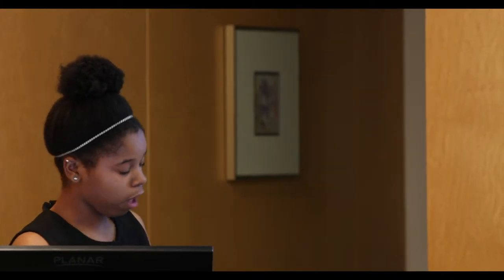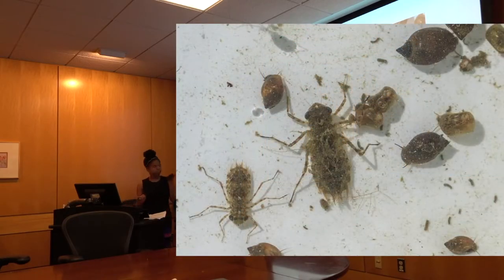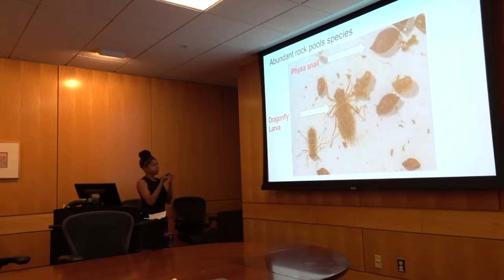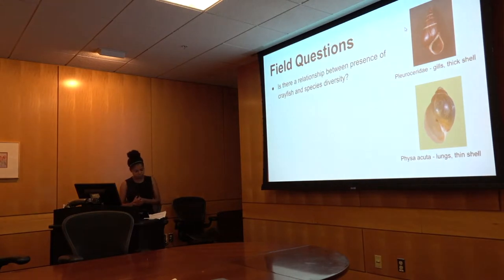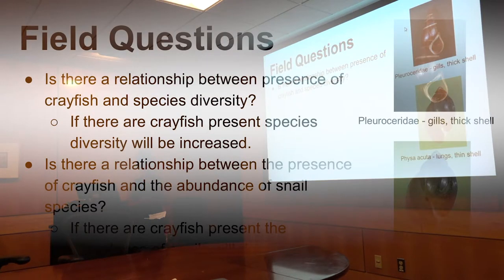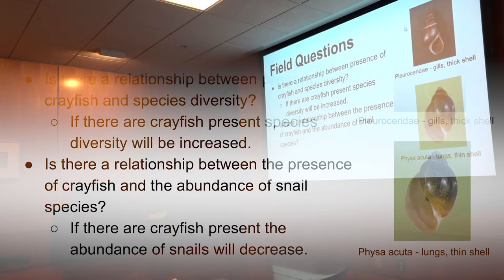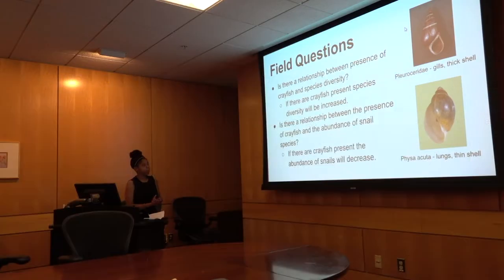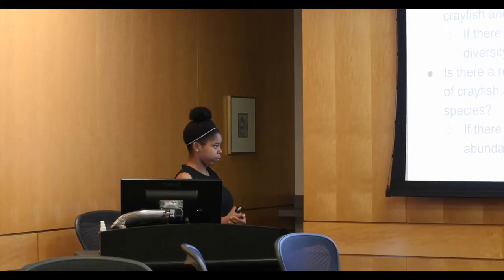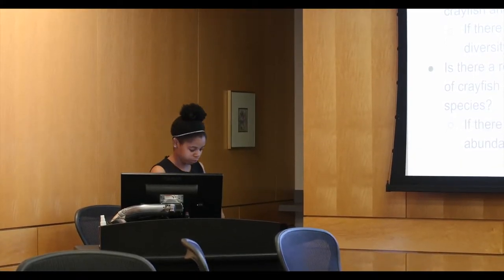So here are some of the most commonly found rock pool species. Here we have dragonfly larvae and physa snails, which is one of the rock pool's most abundant inhabitants. So my first field question is, is there a relationship between the presence of crayfish and species diversity? My hypothesis is if there are crayfish present, then species diversity will be increased. My second field question asks, is there a relationship between the presence of crayfish and the abundance of snails? My hypothesis for this is if there are crayfish present, then the abundance of snails will decrease.